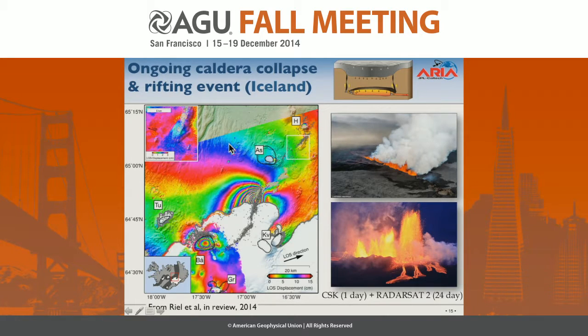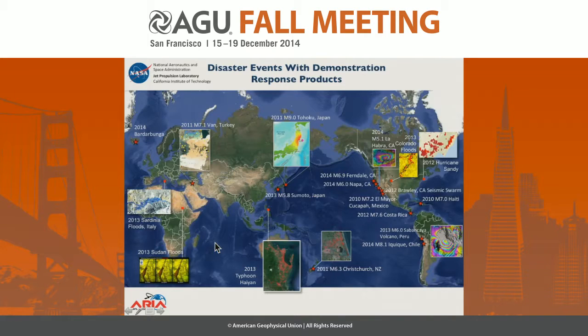Another more recent volcanic event, the recent Icelandic eruption at Bárðarbunga. This image here, the deformation image on the ice, is from the CSK data. It spanned 1 day, and then this deformation here on the ground is from RadarSat data, which spans 24 days. So this was used to confirm that the caldera was collapsing, 40 centimeters of collapse in 1 day.